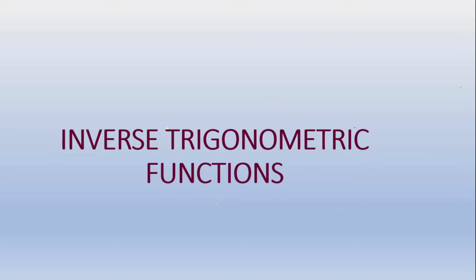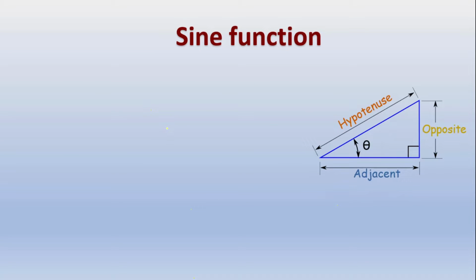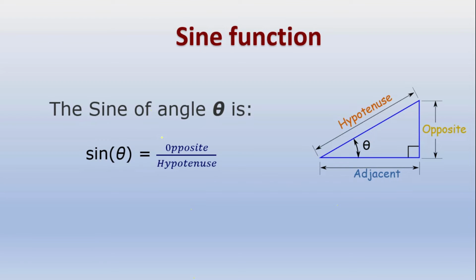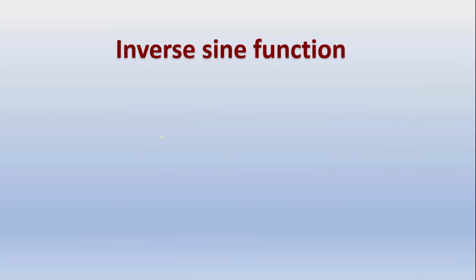As you know, all the trigonometric ratios are the ratios of the sides of a right angle triangle. Here you know that the sine function, sine of angle theta, is given as the ratio of the opposite side and the hypotenuse. So sine takes an angle and gives us the ratio of opposite side and hypotenuse. You can see it with an example also: sine 30 is 1/2. Now let's see the inverse sine function.